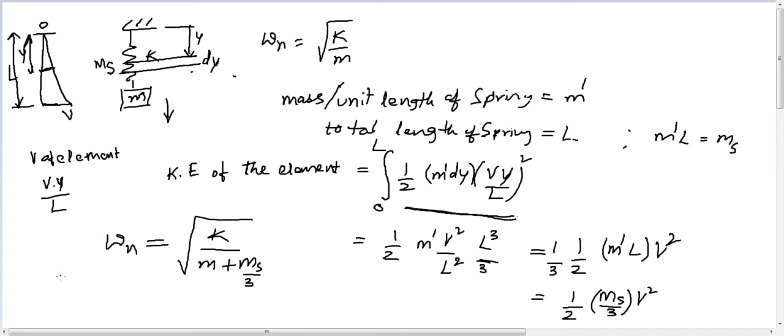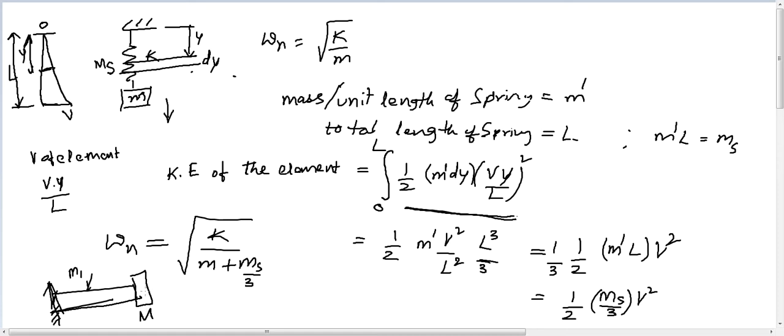The same thing is applicable to the bar also. Let us say one bar is there, which is attached to some mass. The mass of this one is m1, let us say, and the mass is here.